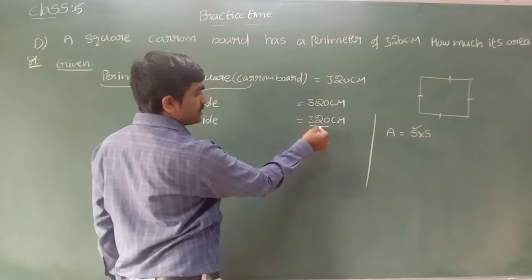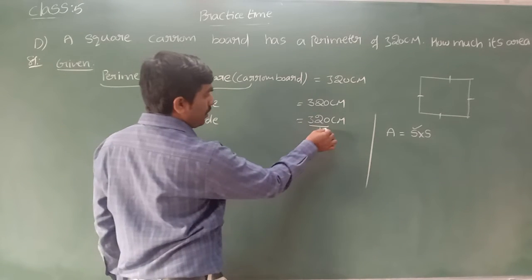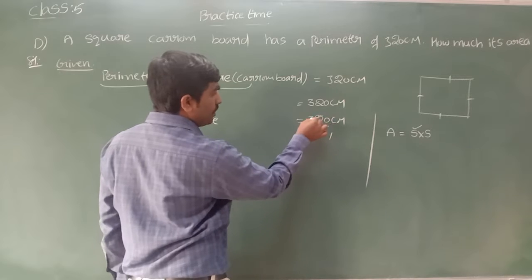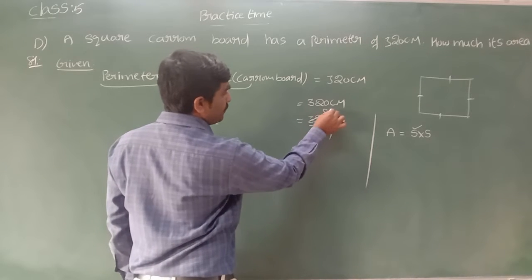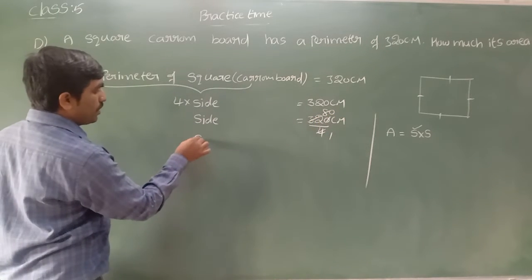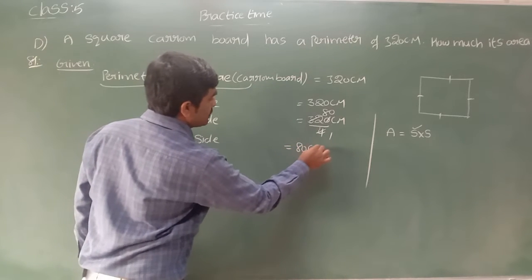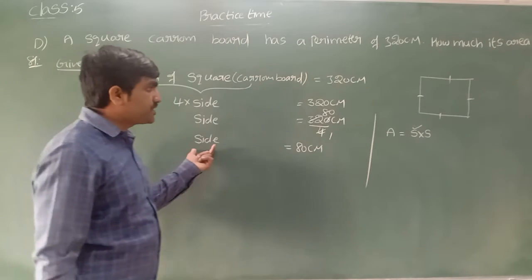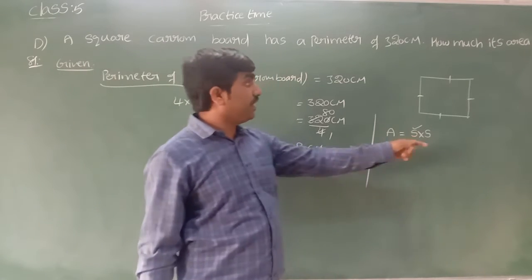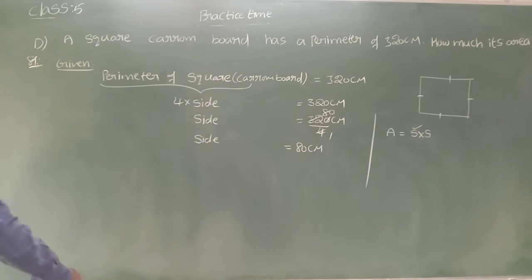So let us simplify this. What is the common factor? The 4 table. 4 ones are 4, 4 eights are 32, 4 zeros are 0. So I got the side is equal to how much? 80 centimeters. Once we know the side of a square, we can find the area of the square carom board.